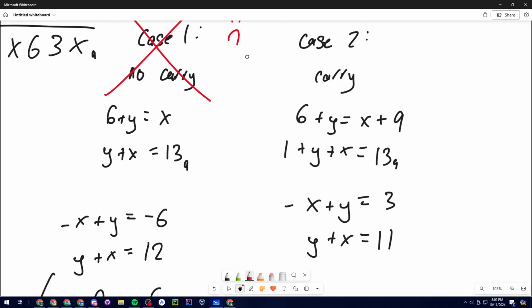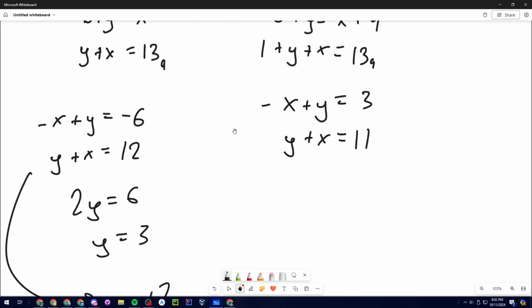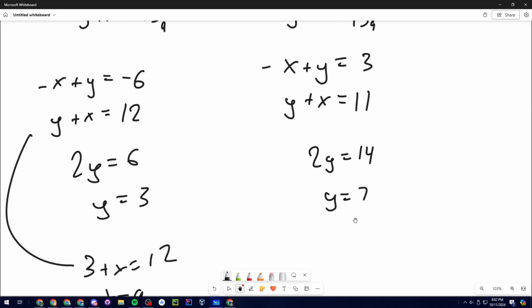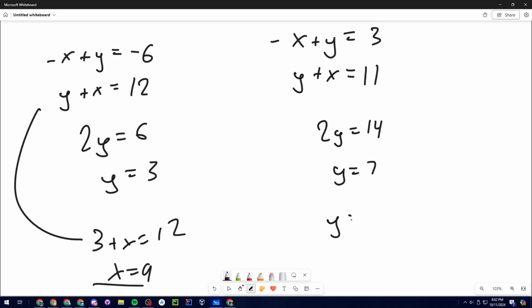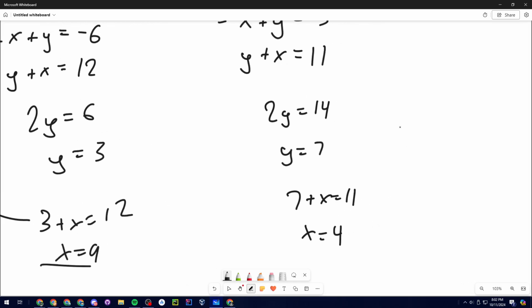Now, case 2 must be the only other valid case, or we did something wrong, but yeah, case 2 is the only one that works. So adding these up, 2y is equal to 14, y equals 7, okay, that works. 7 plus x equals 11. Whoa, x equals 4, that also works. So therefore, the ordered pair is (4, 7).